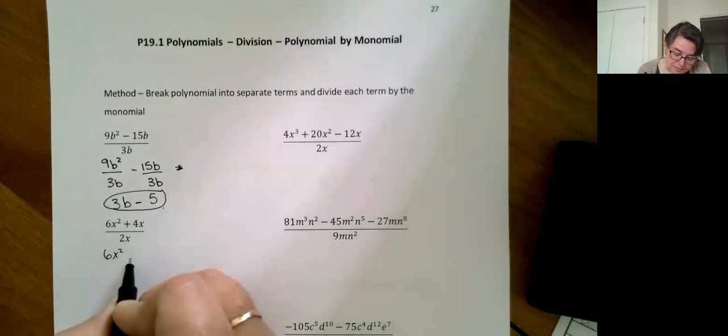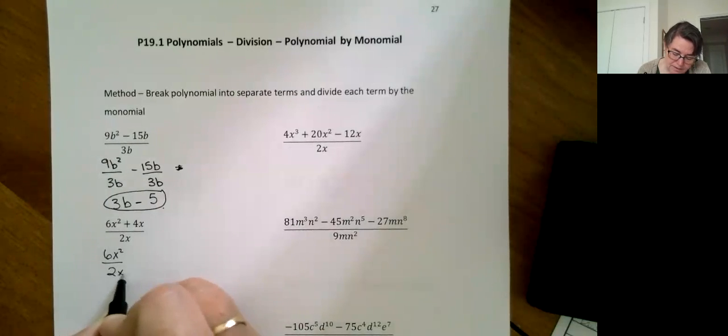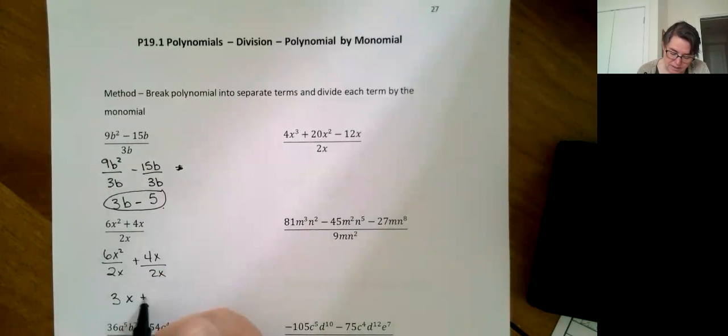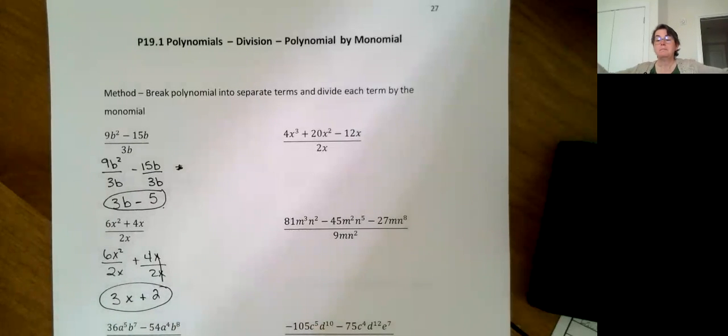6x squared over 2x plus 4x over 2x. 6 divided by 2 is 3. X squared divided by x is x. Bring my sign down. 4 divided by 2. And my x's cancel out. Boom, done. Boom. It's easy, guys.